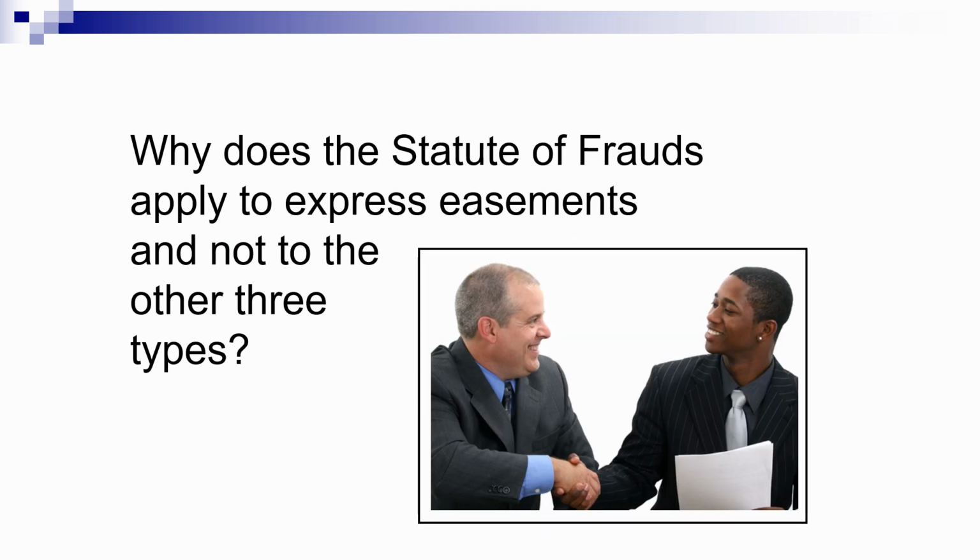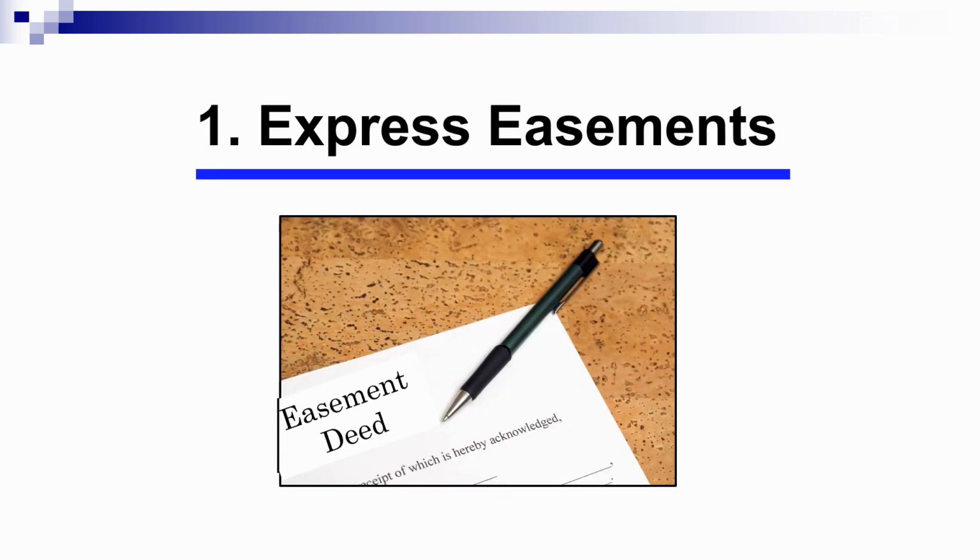Now you might wonder, why does the statute of frauds apply to express easements but not to the other 3 types? Well, the answer is that the other 3 kinds of easements, that is, implied, necessity, and prescription, are all created not by words but by conduct. And therefore the statute of frauds has no application to them at all. But for an easement that is express, in most states if it's longer than 1 year in duration, we do need to use a writing. We'll begin then by talking about express easements, easements that are created by words.